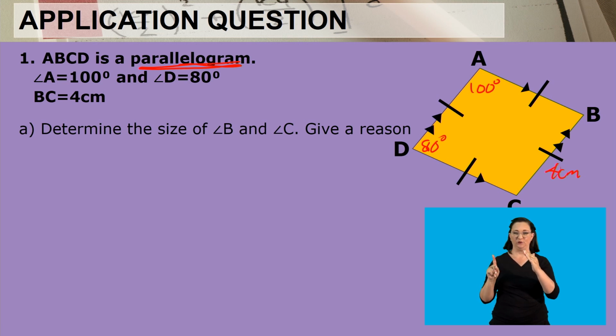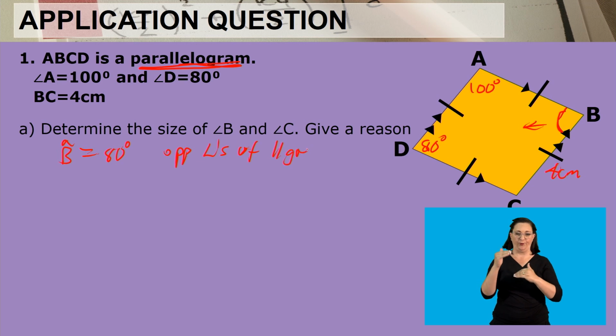Look at where angle B is placed. Start with angle B. Angle B is opposite angle D. That's where angle B is, and that is opposite angle D. So what we know about a parallelogram, opposite angles are equal. Therefore, angle B equals 80 degrees, because these are opposite angles of a parallelogram.